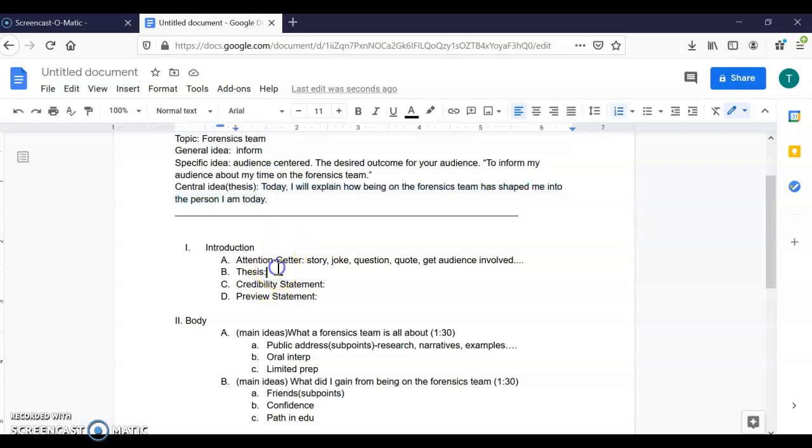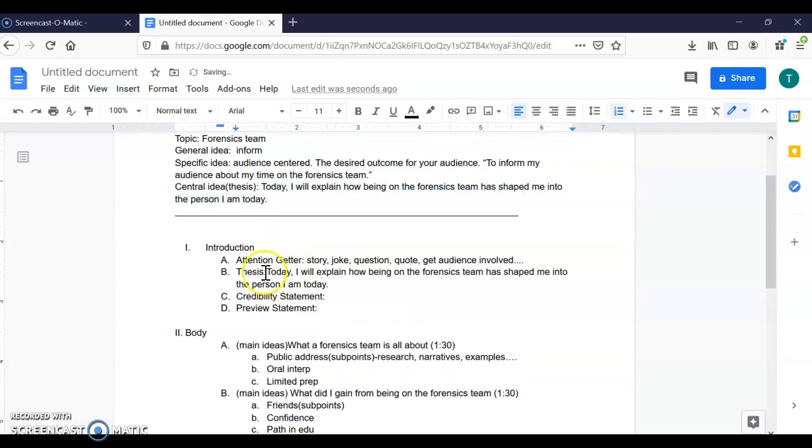So I'm going to copy and paste. Oh, it worked good. Copy and paste that into the thesis part, and I'm done. Today I'll explain how being on the forensics team has shaped me into the person I am today.